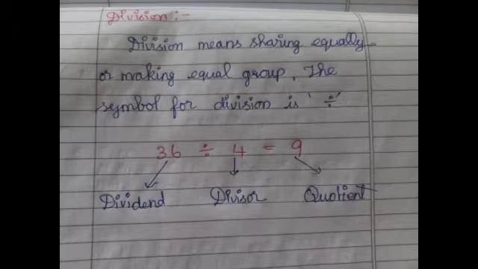So we have 36 divided by 4 equal to 9. When we divide 36 by 9, we get 4. When we divide 36 by 4, we get 9. From this equation, we can say which is the biggest number here: 36 is the dividend, 4 is the divisor, and the answer we get is the quotient.